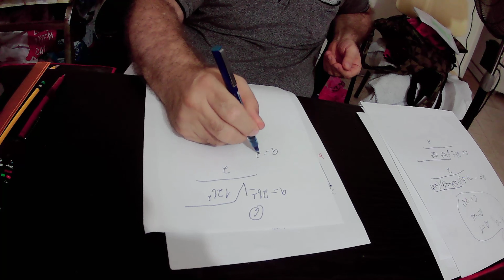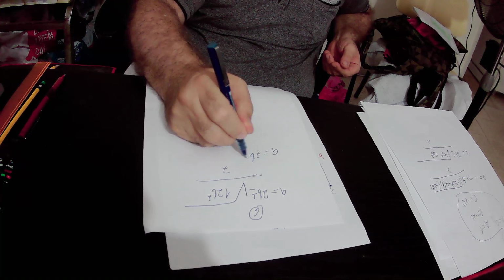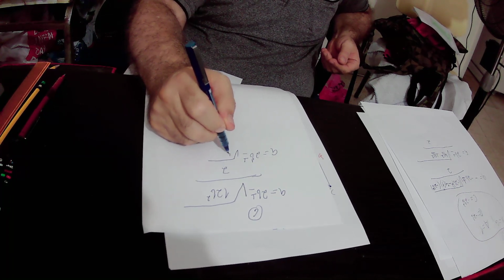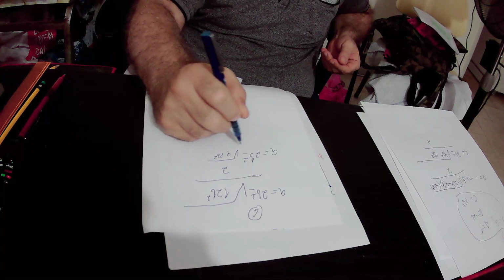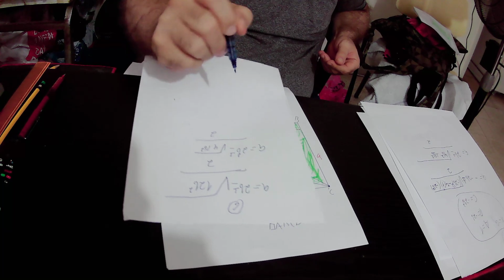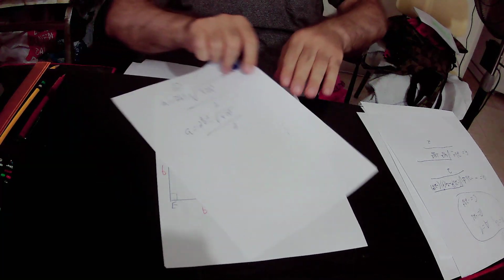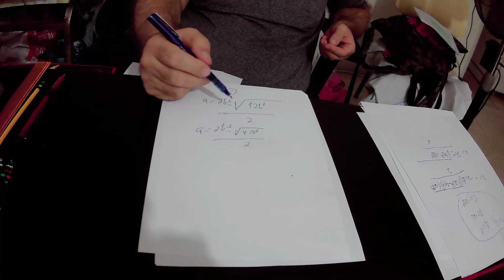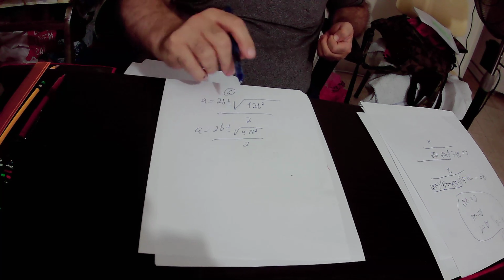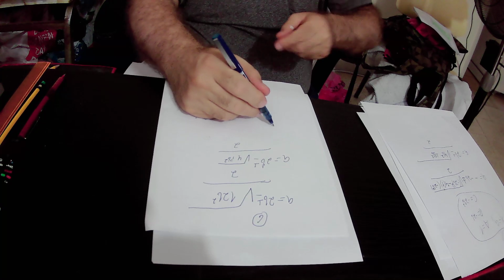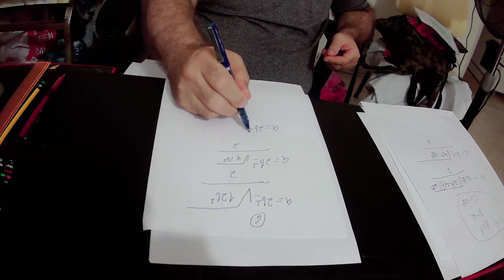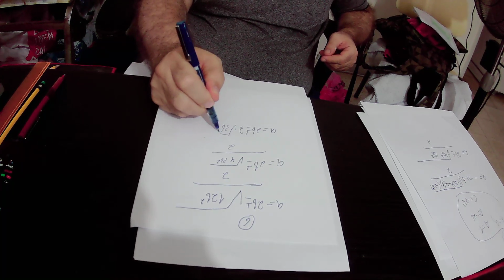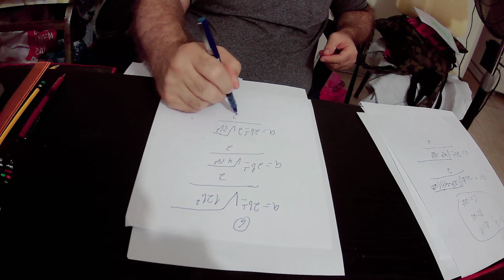A equals 2B plus minus the root of 4 times 3B square over 2. The root of 4 is 2, so I write it down: A equals 2B plus minus 2 times root 3B square, over 2.